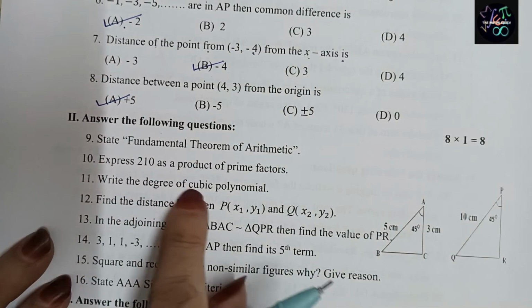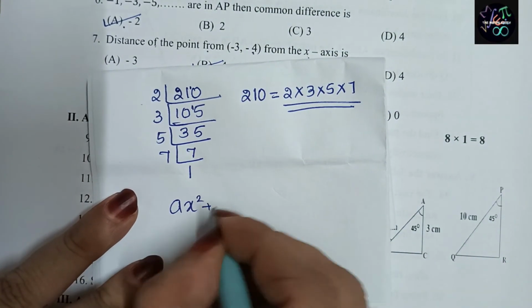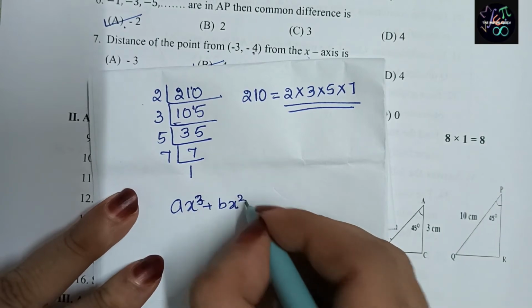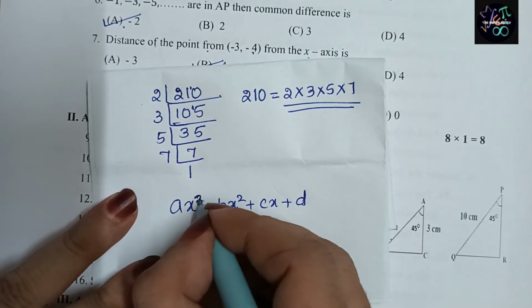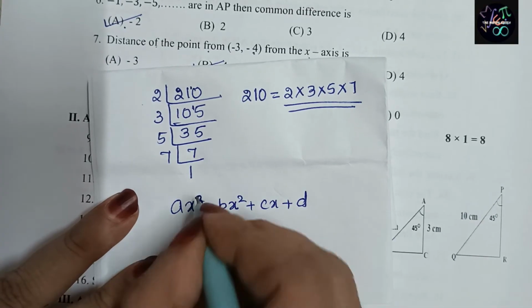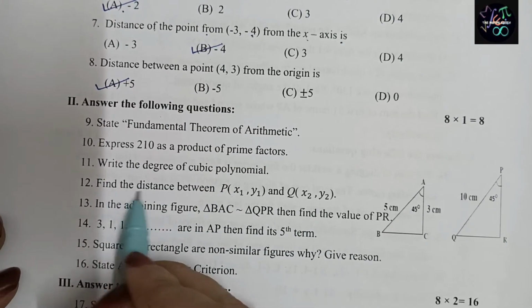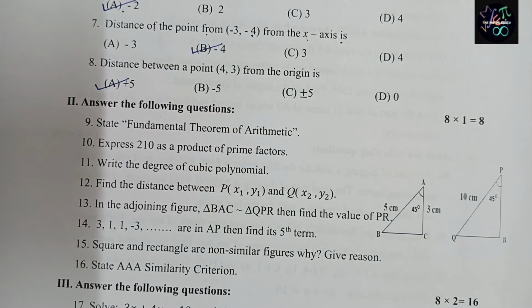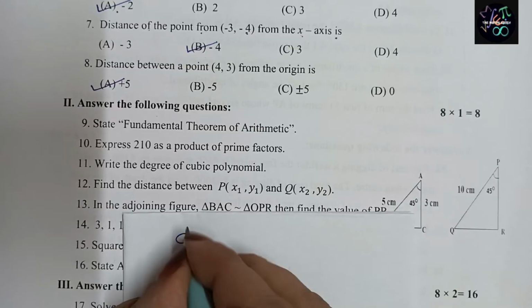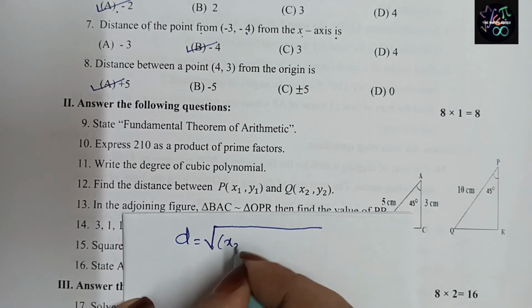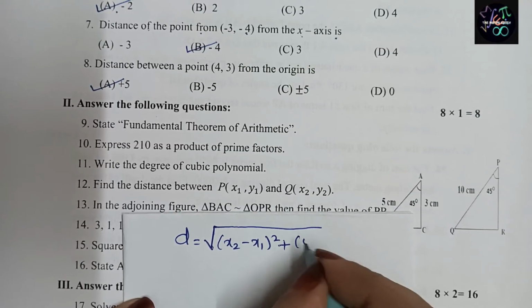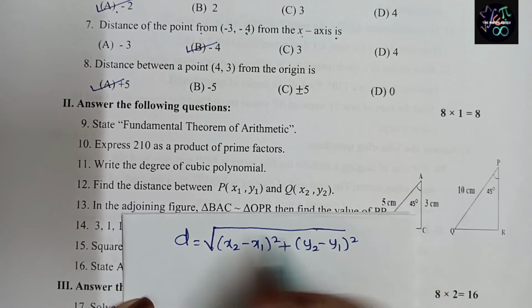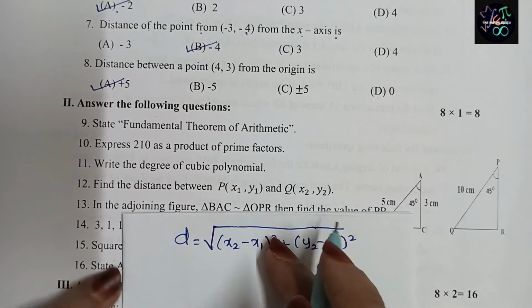Okay, write the degree of a cubic polynomial. We all know the cubic polynomial standard form is ax cube plus bx square plus cx plus d. This is the cubic polynomial and the degree is the highest power in this, that is 3. Let us see the next question. Find the distance between P(x1, y1) and Q(x2, y2). This is nothing but a formula for the distance between these 2 points. The formula is D equals root of (x2 minus x1) whole square plus (y2 minus y1) whole square.